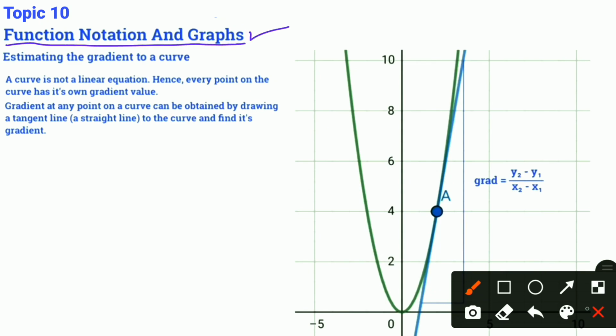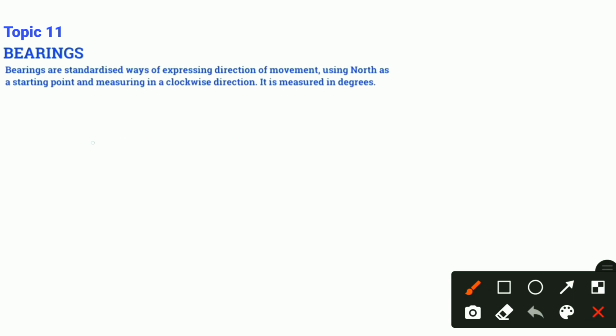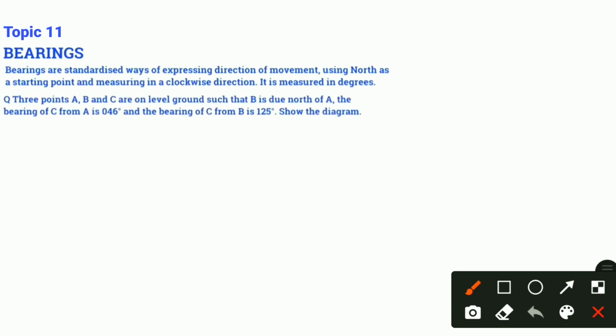Now moving to the next topic, which is bearing. Bearings are standardized ways of expressing direction of movement using north as a starting point and measuring in a clockwise direction. It is measured in degrees, and then we have this question. A, B, C are on level ground such that B is due north of A, the bearing of C from A is 46 degrees and the bearing of C from B is 125 degrees.